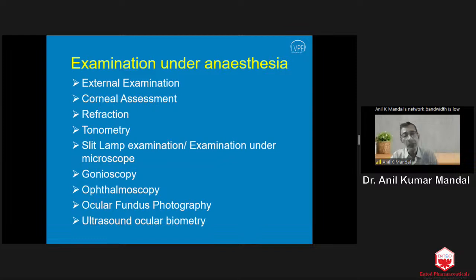the refraction if it is permissible by the media clarity, then the tonometry, slit lamp examination, gonioscopy, ophthalmoscopy, fundus examination, fundus photography, and ultrasound ocular biometry. All these things should be done serially as it is written here so that we don't miss anything.